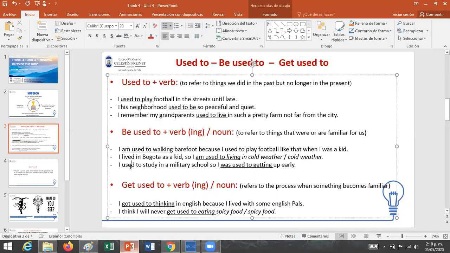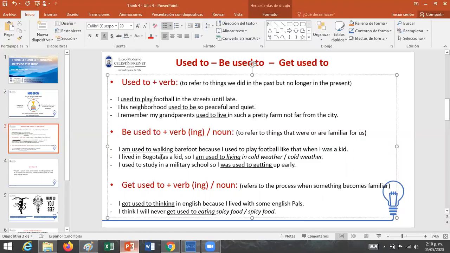Yo solía, miren la última. I used to study in a military school. Así que estoy acostumbrado a levantarme temprano. ¿Cómo digo eso? Perdona, estaba acostumbrado a levantarme temprano porque solía estudiar en un colegio militar. Entonces, ¿cómo digo? Estaba acostumbrado. I was used to getting up early. Verb in ing. ¿Ok? Estaba acostumbrado. I was used to getting up early.